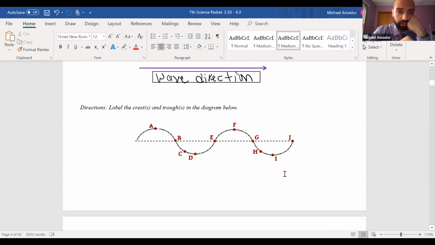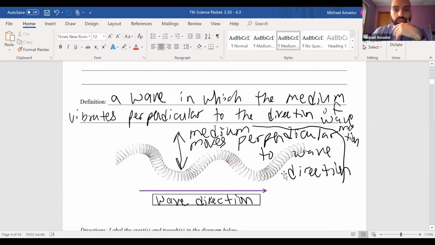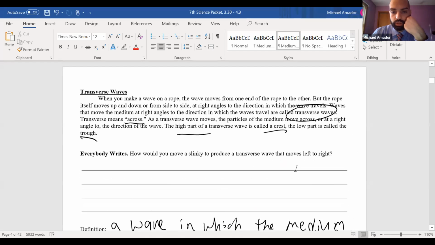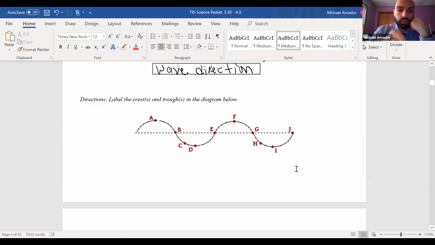We also have to label here the crest and the trough. So let's go back to these vocabulary words real quick here. The crest is the highest point in the wave, and the trough is the lowest point in the wave. So I'm going to label these crest because A is the highest point there. B and C are neither the highest nor the lowest. D is the lowest, so this is called a trough.